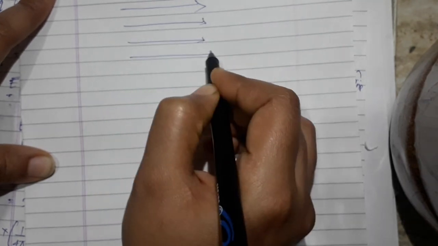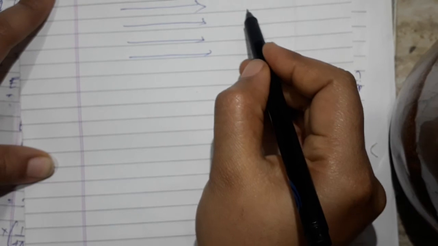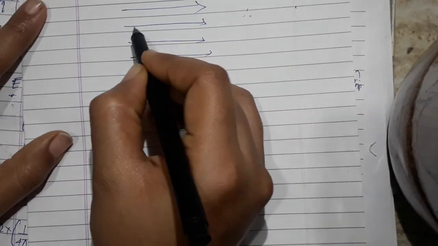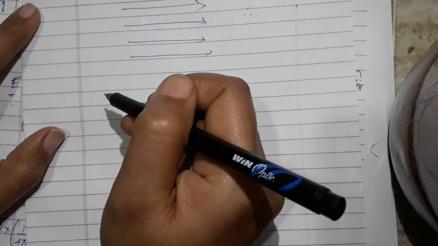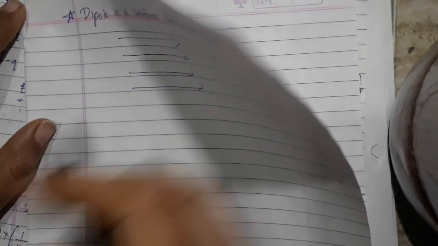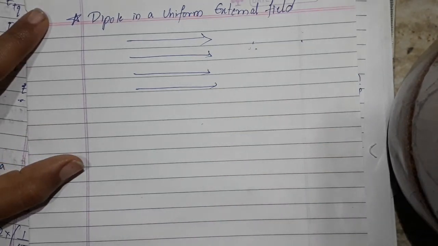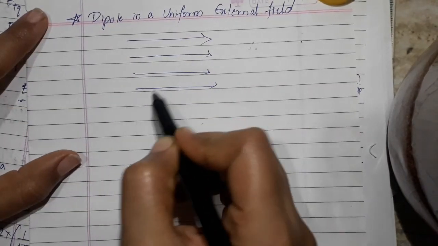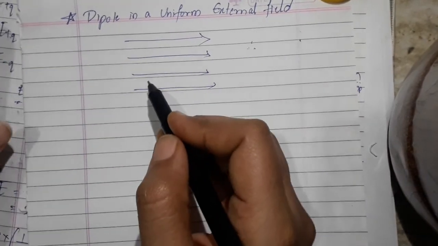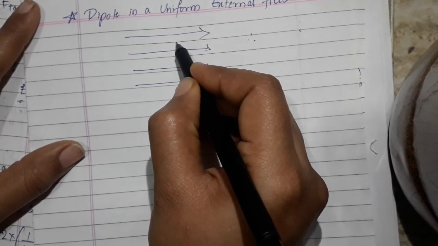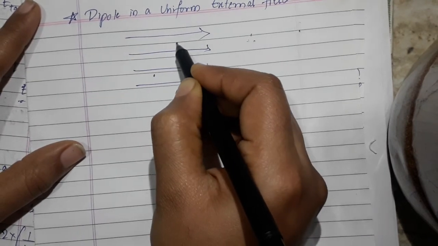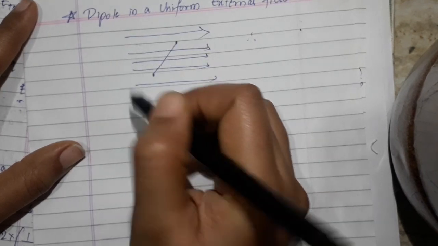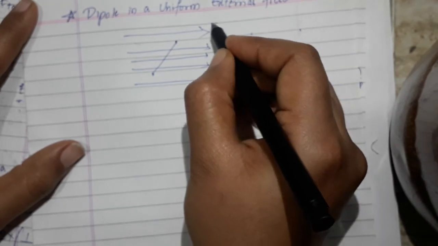It is uniform. A dipole means a plus q and a minus q charge separated by a distance. If you keep the dipole in the same direction as the field, then no forces are observed. So you have to keep the dipole at some other angle to the electric field. Take an electric dipole kept in this way. These are all electric field lines.